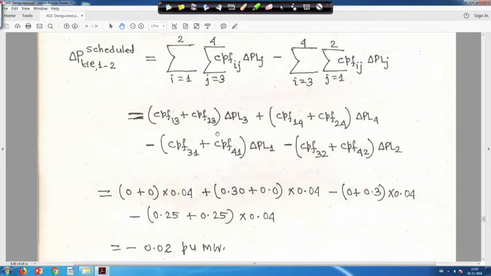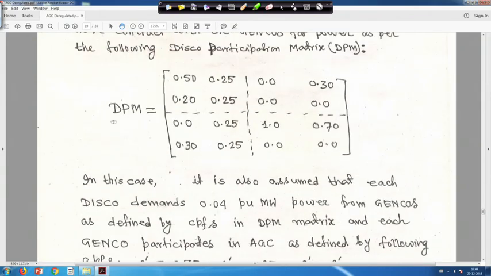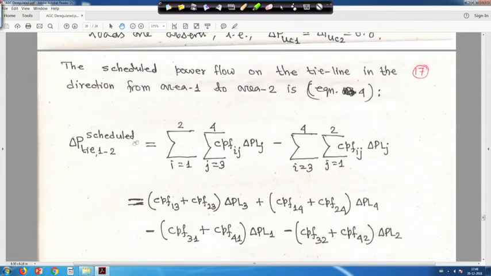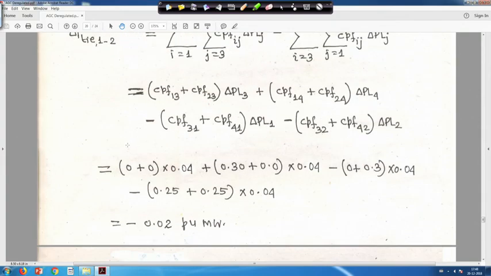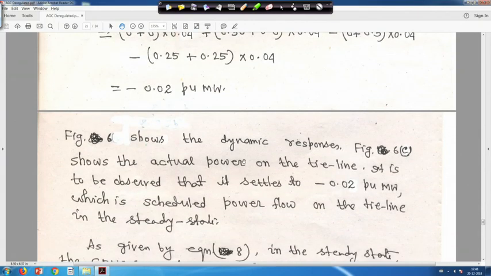Okay. So, in the previous lecture we finished case 2, where all the data were given. This is the DISCO participation matrix, DPM, and based on that the scheduled tie-line power flow was calculated, and it was minus 0.02 per unit megawatt. So, the actual will also be minus 0.02 per unit megawatt at steady state, right. Now, figure 6 shows the dynamic responses.